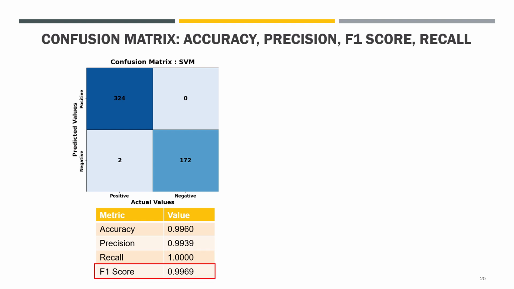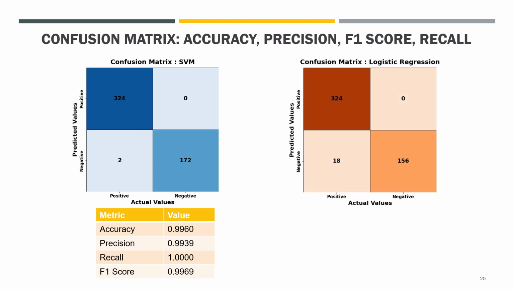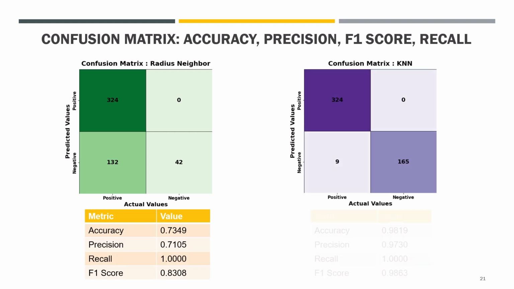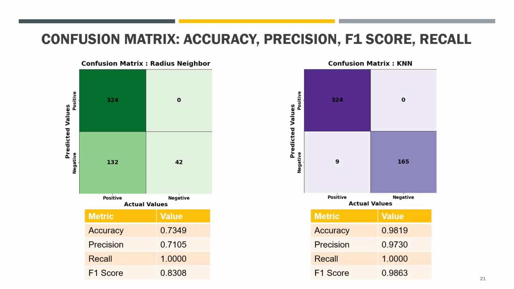F1 score of 99.69%, reflecting a strong balance between precision and recall, ensuring reliable identification with minimal mistakes. In the same way, we compute confusion matrices and performance metrics for the other classifiers, including logistic regression, radius neighbor, and k-nearest neighbor, each showing varying degrees of effectiveness in terms of accuracy, precision, and false alarm reduction.